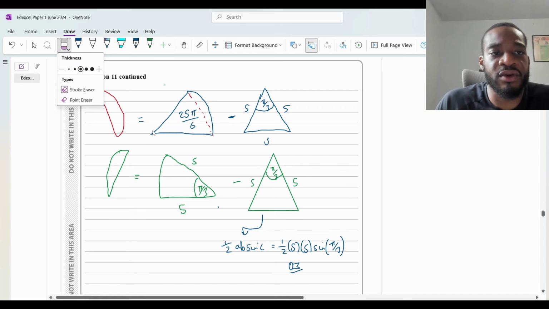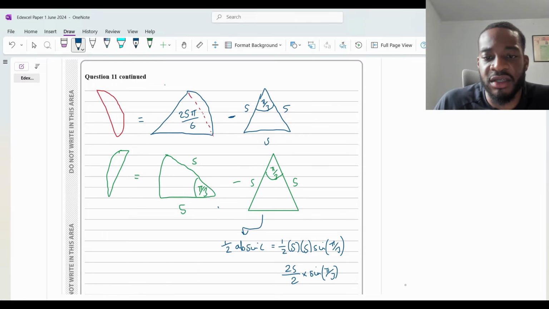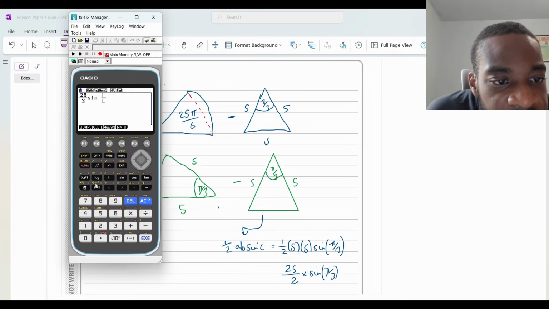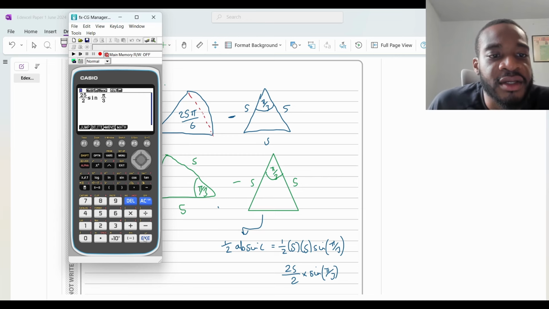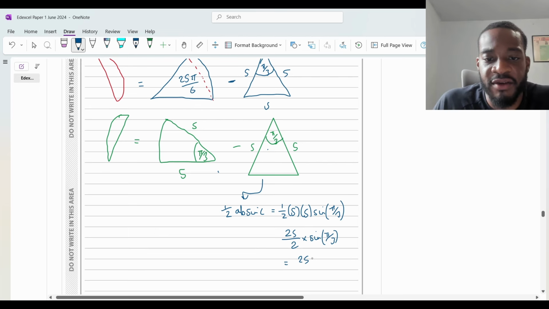Let me get rid of those. So 25 over 2 times sine pi over 3. Let me put it in my calculator and see what that is again. 25 over 2 times, my calculator is in radians, yes it is, sine pi over 3. Where's pi? Pi is there. Shift pi over 3. That is equal to 25 root 3 over 4. Okay? So this is 25 root 3 divided by 4, which is the area of this one.